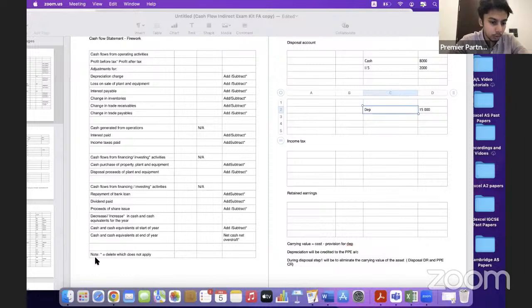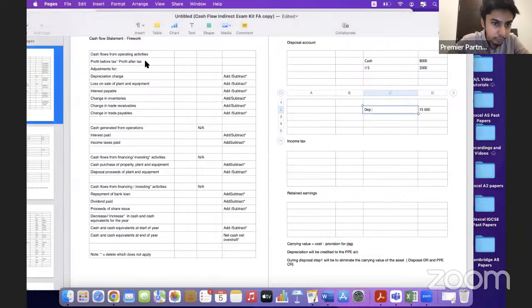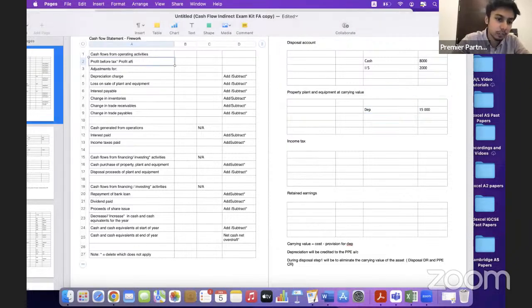Here guys, can you see? Note, delete which does not apply. Now in my format guys, here he has given me two options. Profit before tax, profit after tax. Normally guys, cash flow statement with what do we start? We start with profit before tax. So therefore guys, what we do, we delete this word over here, after tax, and only keep profit before tax. Right, let's see guys, any other options like that they have given.